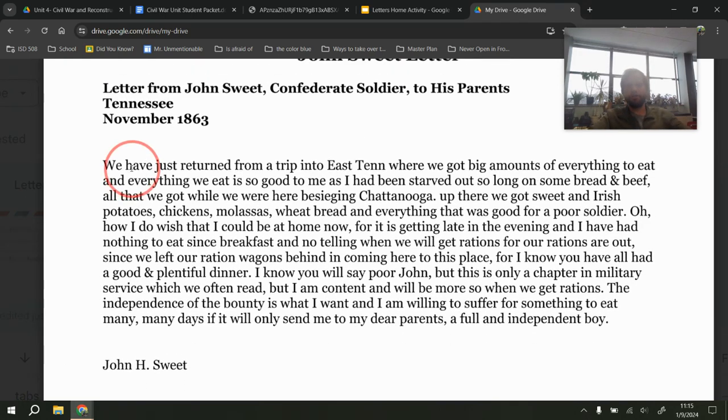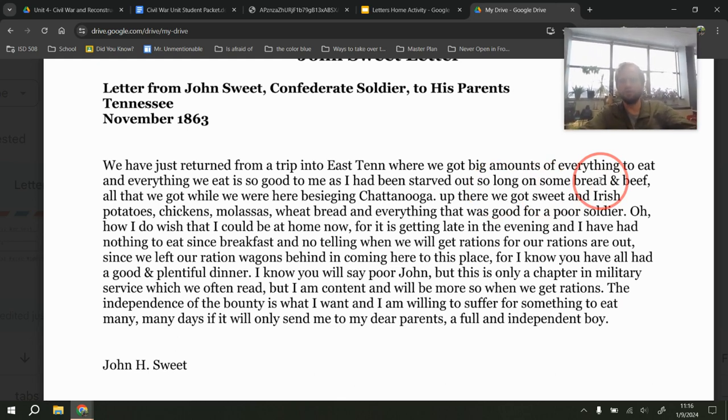We have just returned from a trip into East Tennessee, where we got big amounts of everything to eat. And everything we eat is so good to me, as I have been starved out so long on some bread and beef. All that we got while we were besieging Chattanooga. So he's telling us the only thing he ate when he was attacking the city of Chattanooga was bread and beef. Up there, we got sweet Irish potatoes, chickens, molasses, wheat bread, and everything that was good for a poor soldier.